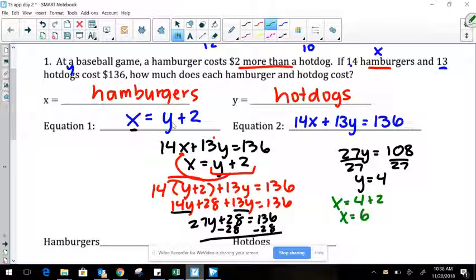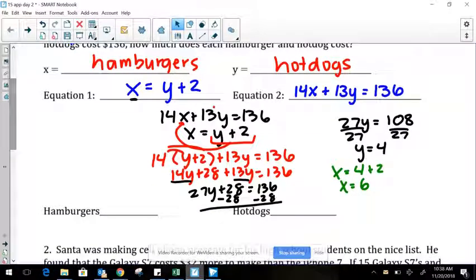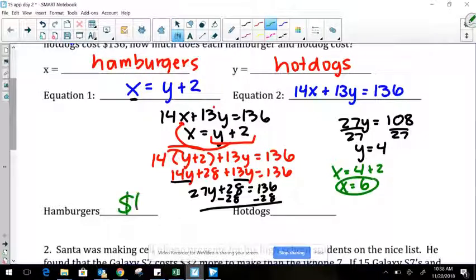Okay, so it's asking us how much does each cost? So our labeling will be dollar signs. So a hamburger, that's my X. I just found that $6. And my Y was $4. So it's $4 per hot dog.